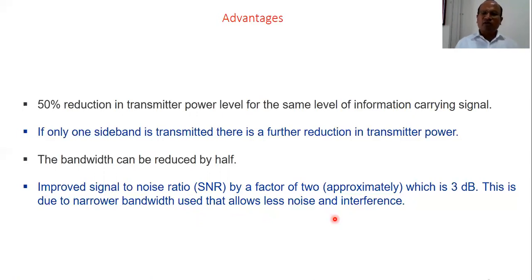In case of SSB, we are using narrower bandwidth. So when narrower bandwidth is used, what will happen? Lesser noise and lesser interference are likely to affect the signal which is traveling in space occupying half the bandwidth. This is why the SNR is improved. How much improvement is there? 3 decibel. dB is the unit used to express dimensionless quantities like gain, SNR, power gain, efficiency. We can express them in dB, right?